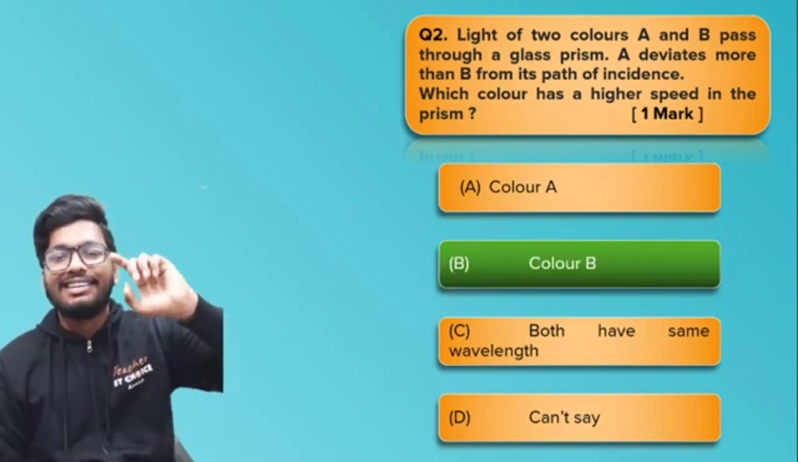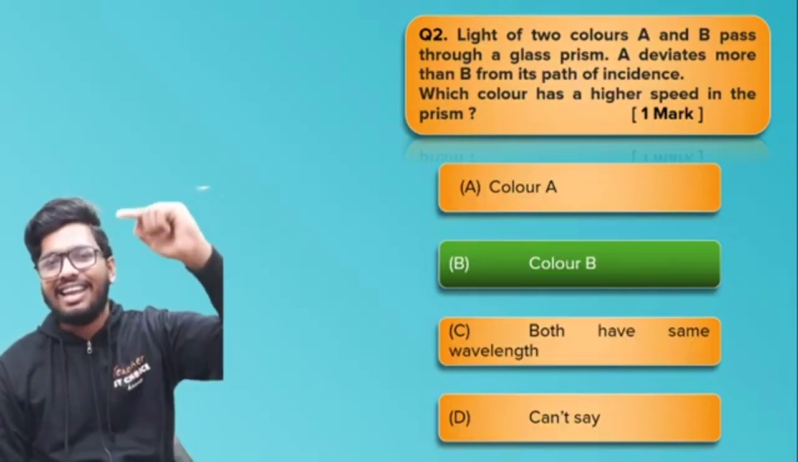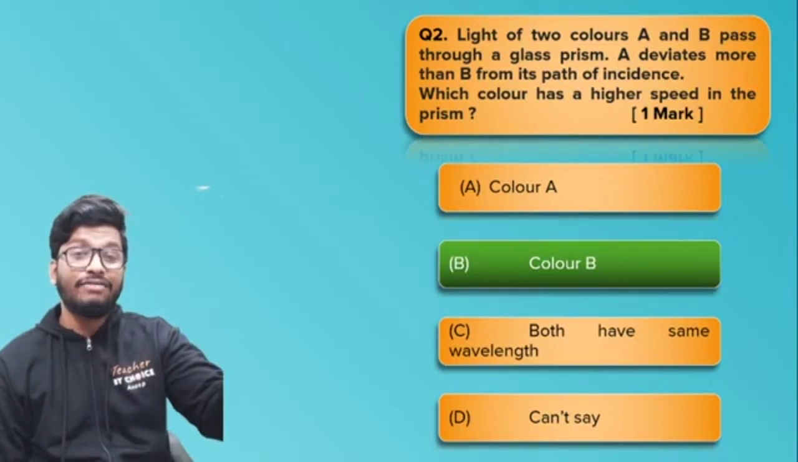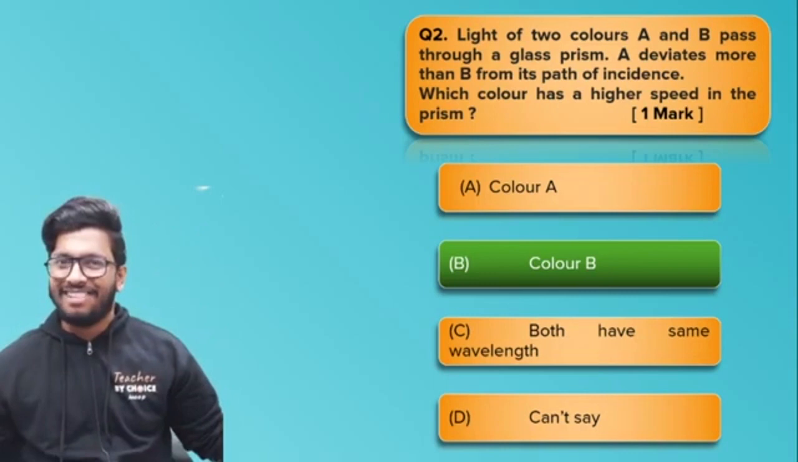Remember that the greater the speed, the lesser would be the refractive index, the lesser would be the refraction as well. Lesser the speed, greater would be the refractive index, and more would be the deviation, or more would be the refraction. Right? So that is the answer.